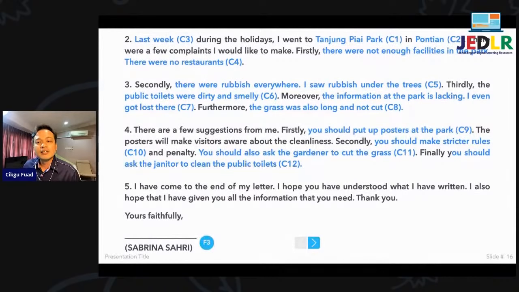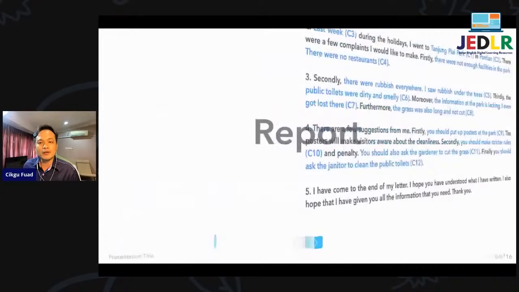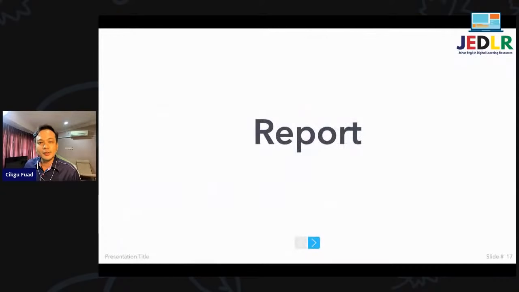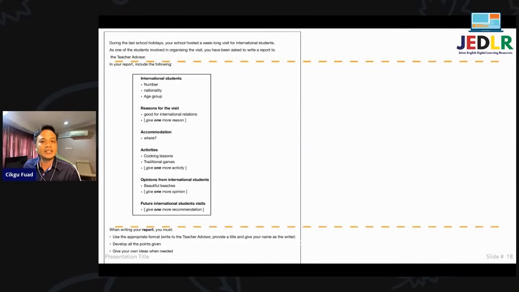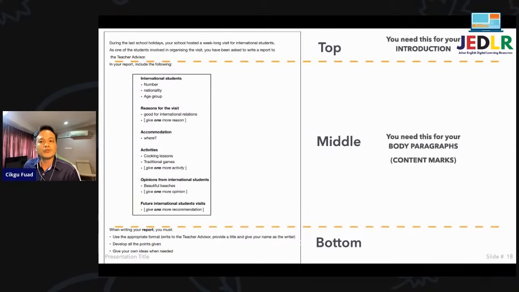Now, let us move to report writing. So for report writing, the process is also the same as what we have done in formal letter. So again, look at the question and then divide the question into 3 parts. The top, the middle, the bottom. For intro, for body paragraph, and also the format. And then look at one by one again. So look at the top.